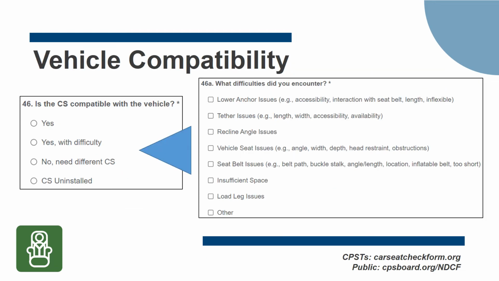This next question provides you with an opportunity to document whether the car seat was compatible with the vehicle. So for question 46, if the car seat is compatible with the vehicle, you would simply select yes. If it was compatible but you had difficulty or you needed a new car seat because that original car seat was not compatible, you will be prompted to identify what the difficulties were that the caregiver encountered. And keep in mind that this is the caregiver's ability to install this car seat in the vehicle. So you want to make sure that you identify any of those difficulties that the caregiver may have encountered.